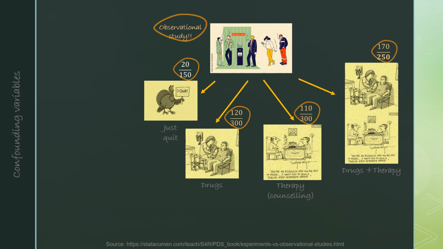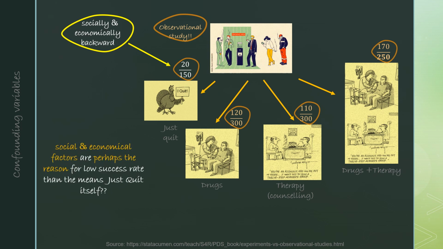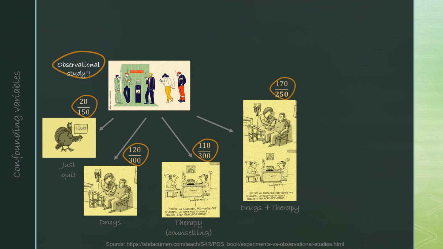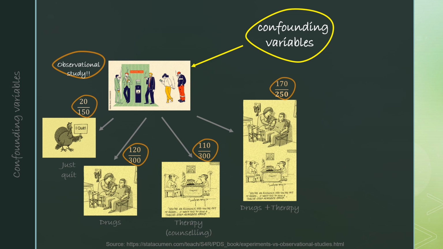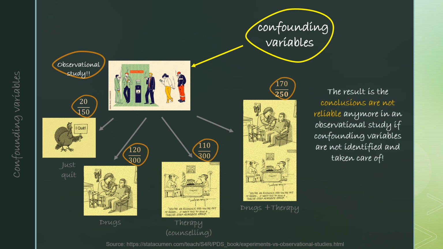What if most of those 150 who chose just quit are economically and socially backward? Maybe they are surrounded by a lot more smokers, which made quitting difficult for them. Social and economic factors are perhaps the reason for the low success rate rather than the means, just quit, itself. The social and economic factor is the confounding variable in this case. Hence, the shortcomings with the observational study are the confounding variables, if present and not addressed. The result is that the conclusions are not reliable anymore in an observational study if confounding variables are not identified and not taken care of.